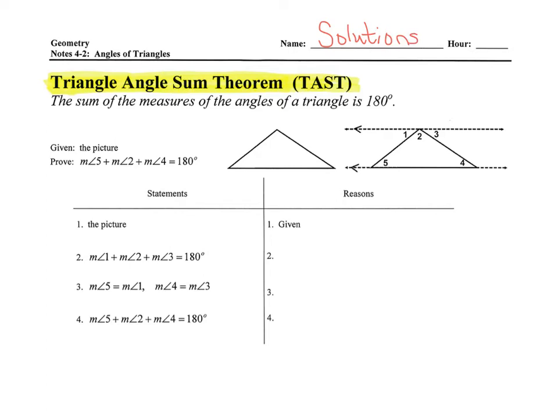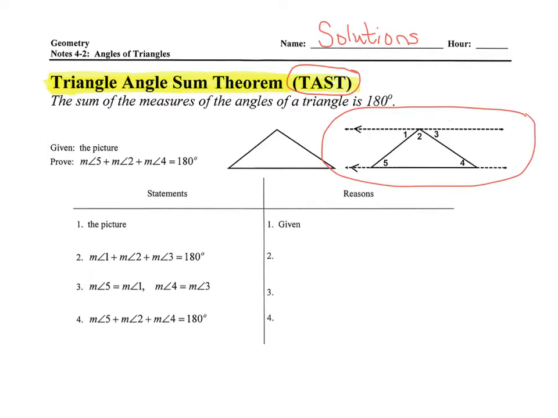The first one is called the triangle angle sum theorem. You may just write down TAST as long as you've written triangle angle sum theorem once on your paper. It says that the sum of the measures of the angles of a triangle is 180 degrees. We're going to prove that by looking at the triangle on the right side of the paper.